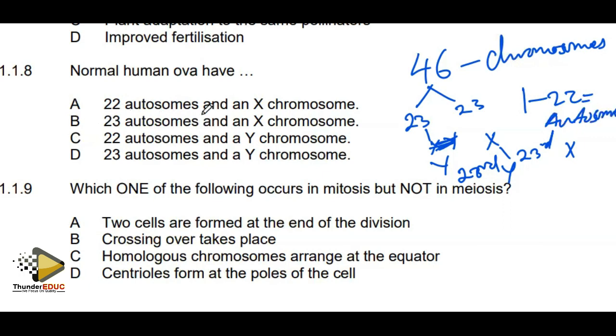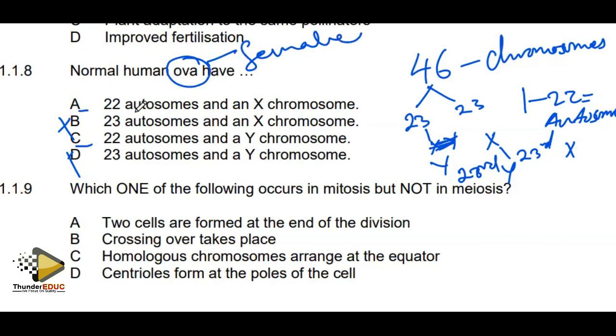So 22 autosomes. So whenever I have 22, that answer could be correct. I have a 22 here, I have a 22 here. So it means that now these two answers are wrong. So we have wiped them out. So it means that I have this and this. But they're saying a normal human ova. When they talk about ova, they are talking about a female. So this must go to female.